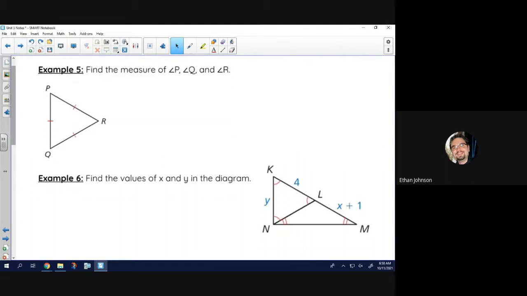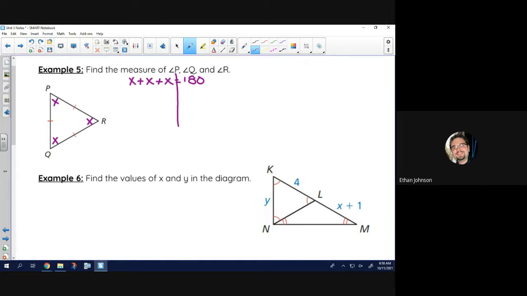So for example 5, it says find the measures of angle P, angle Q, and angle R. Well, here is a math problem where we give you literally no numbers. The only thing that we know about it is the sides are congruent. Since all of the sides are congruent, all of the angles have to be congruent. So if I call angle P x, I also have to call angle R x and angle Q x. And we know all 3 of those angles have to add up to equal 180 degrees. So x plus x plus x equals 180.